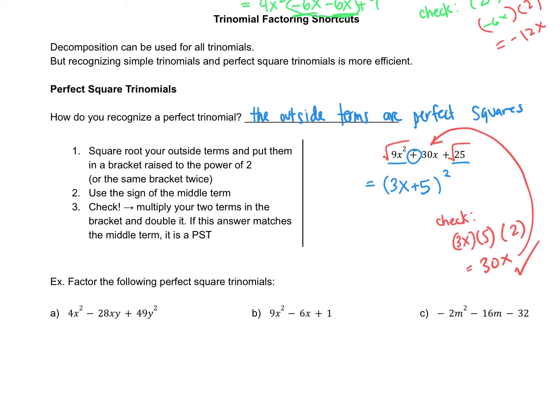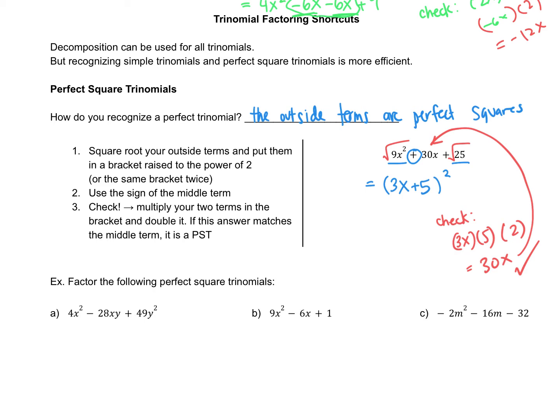If this didn't work, I would erase what I did as my shortcut and I would go on to a full-on decomposition. But this is a lot more efficient. And another reason you might want to recognize perfect square trinomials is because sometimes perfect squares are really large and it might be annoying to try to do a product and sum when the numbers are very high.